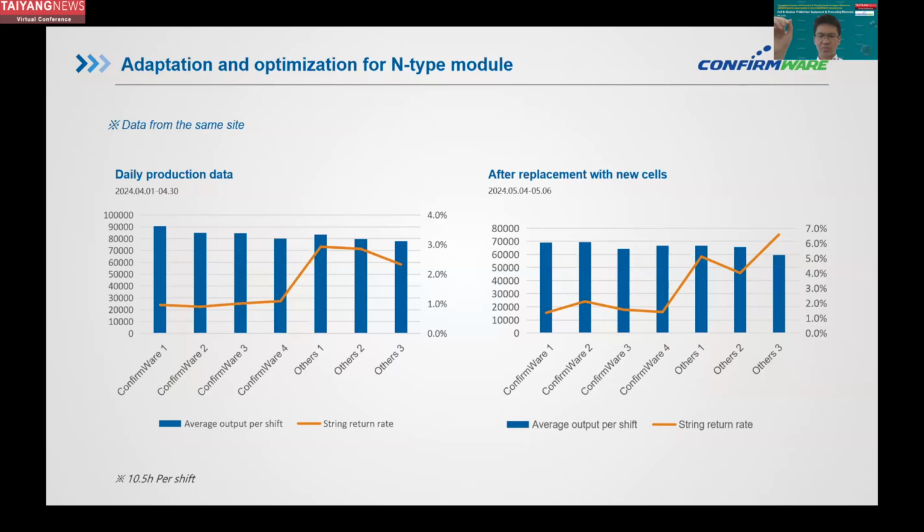Furthermore, after replacement with new cells, it also has a big change. The ConfirmWare stringer can remain the same performance. However, the other supplier's string return rate has jumped to even 7%. That is very high, and it's not acceptable. So you can see our stringer has more stability. It can handle different kinds of cells.